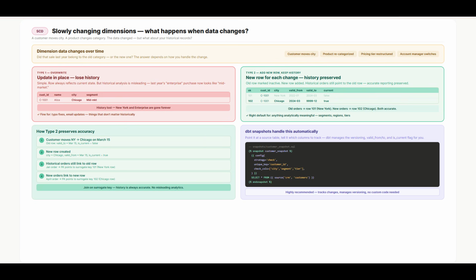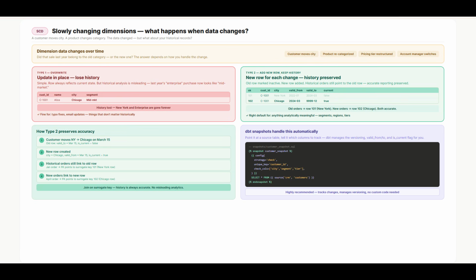What happens when dimension data changes? A customer moves city, a product changes category, an account manager switches clients, a pricing tier gets restructured. The data has changed. But what about your historical records? Did that sale last year belong to the old category or the new one? That's the slowly changing dimension problem, SCD for short, and there are a few ways to handle it.